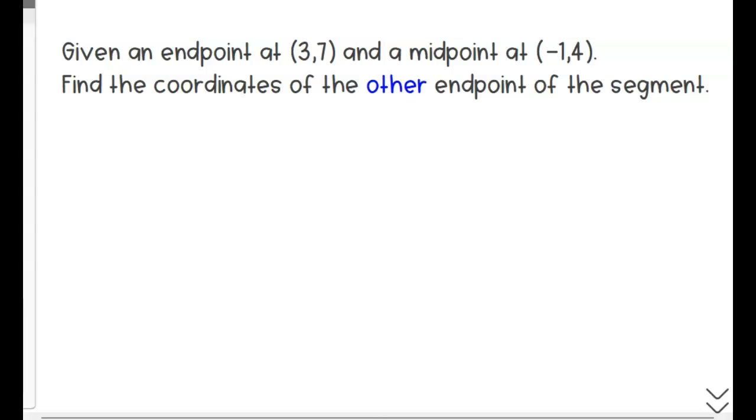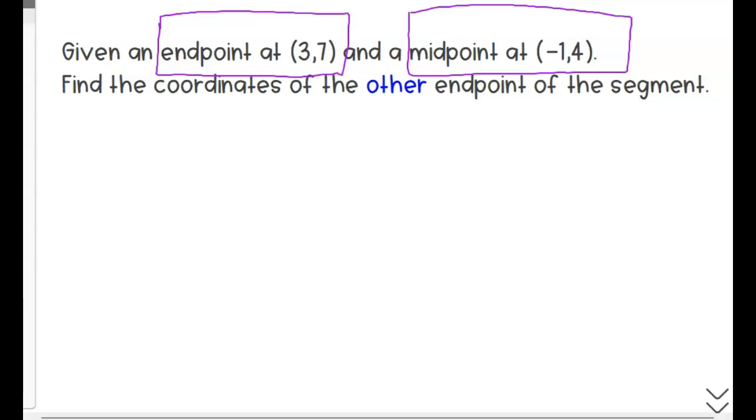Here's the problem. Given an endpoint at 3, 7 and the midpoint at negative 1, 4, find the coordinates of the other endpoint of the segment. So first, before we do anything, let's label our points. You don't have this, so just write this down. Endpoint at 3, 7, write that first on your notes. Just write endpoint at 3, 7, and then midpoint at negative 1, 4. Write that down. And then we'll label it. So endpoint at 3, 7, midpoint at negative 1, 4.